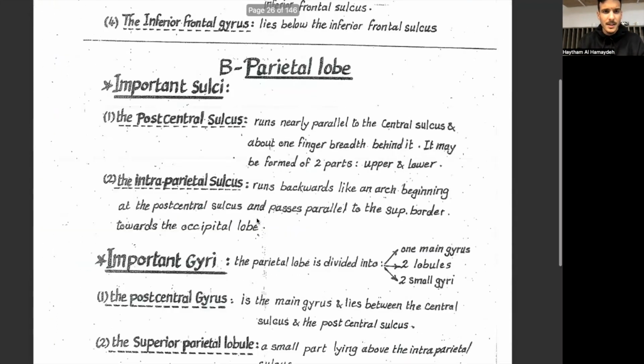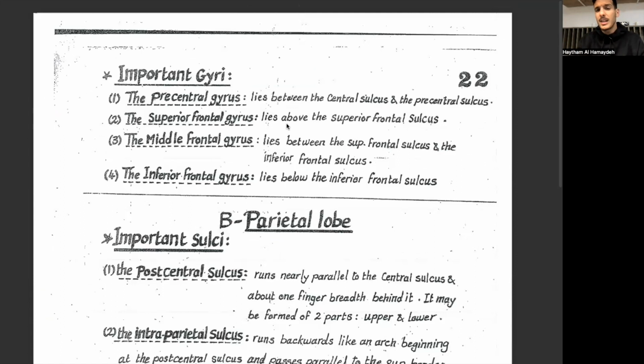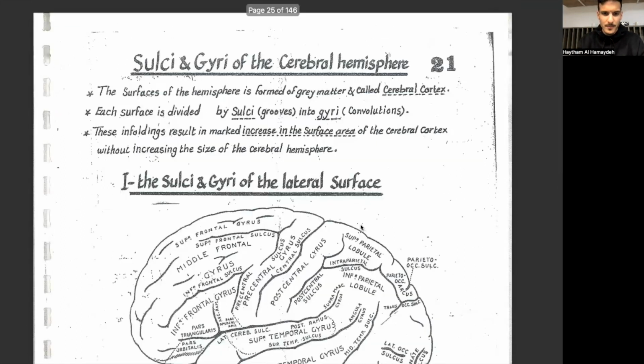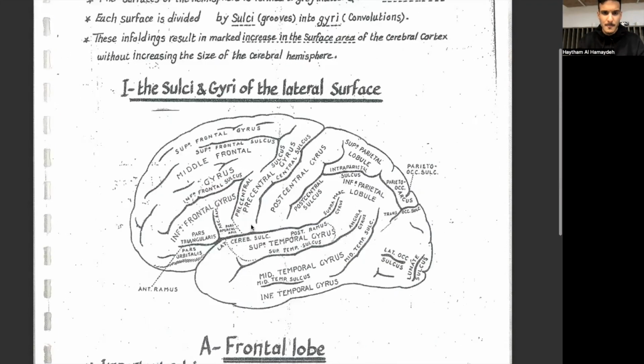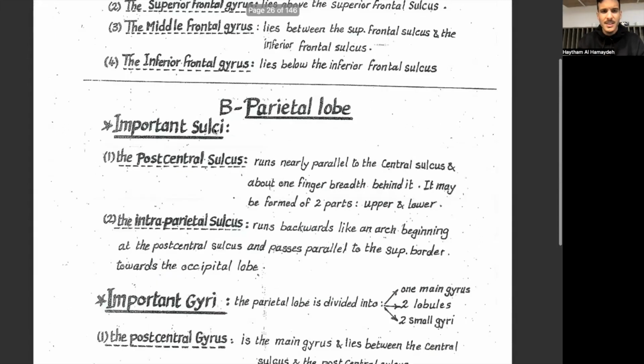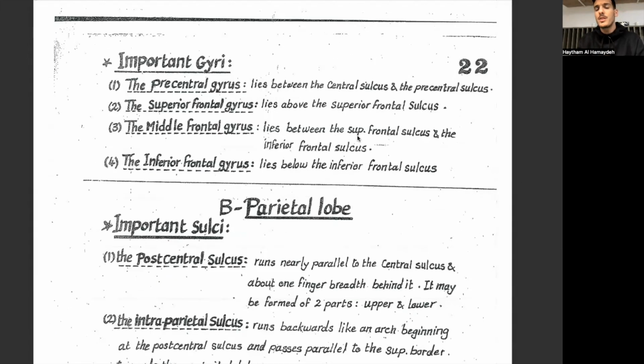Next is the superior frontal gyrus, which lies above the superior frontal sulcus. The superior frontal sulcus extends from the precentral sulcus, and so we see that it is below the superior frontal gyrus. So the superior frontal gyrus is above the superior frontal sulcus. And then we have the middle frontal gyrus, which lies between the superior frontal sulcus and the inferior frontal sulcus. Easy. The inferior frontal gyrus lies below the inferior frontal sulcus. These are the important gyri of the frontal lobe.